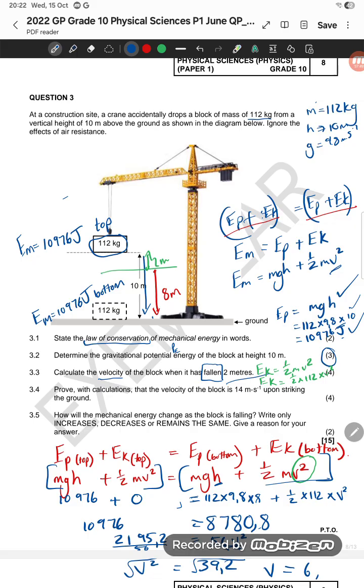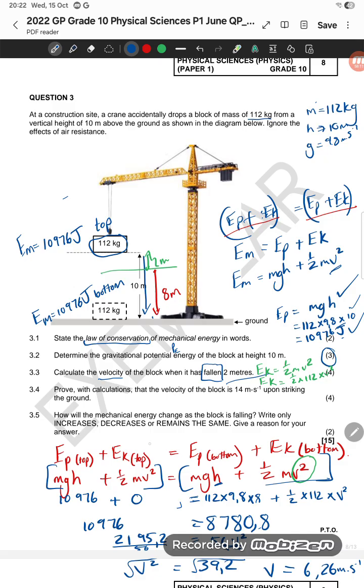But if you want to be precise, let's put the square root of 39.2. It's going to be 6.26. Please put your units in. It's not 6.26 jelly tots. Meters per second to the power of minus 1.